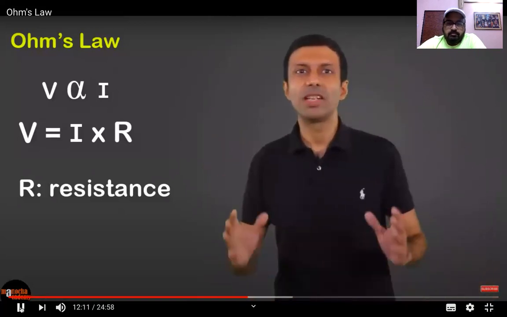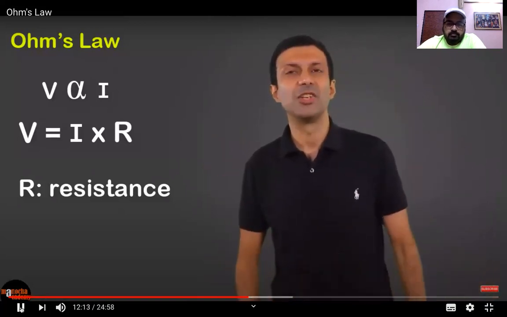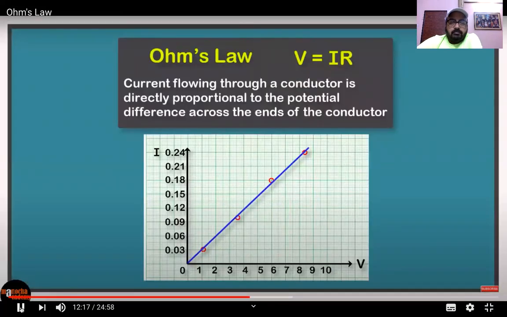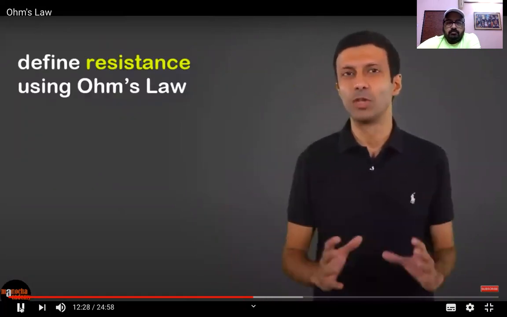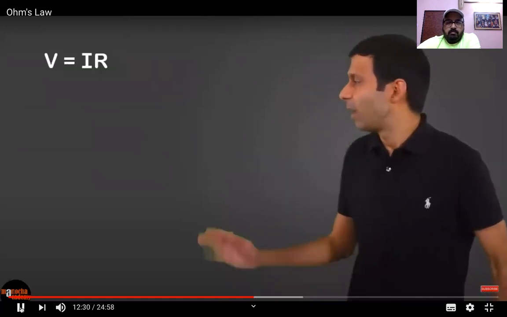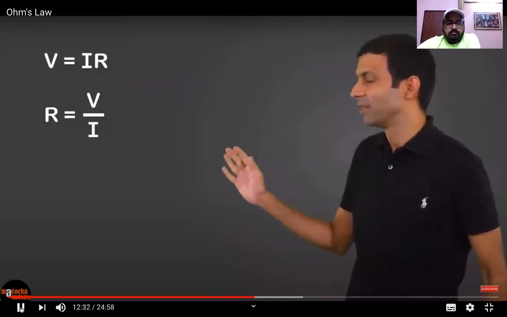Now let's see how we can define the concept of resistance using Ohm's law. Let's place Ohm's law and the important formula V equal to I into R on our concept board. Let's bring R to the left-hand side of the equation.